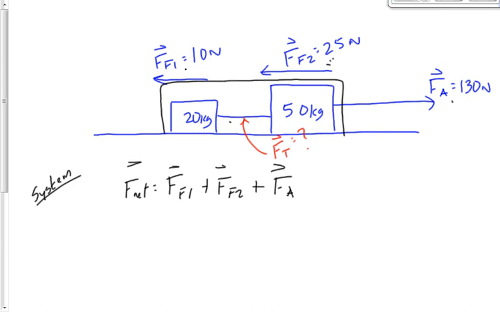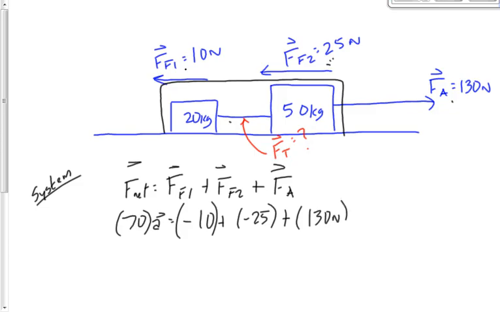This step is probably the trickiest step, actually. The combined mass, yeah. So 70 kilograms times the acceleration equals negative 10 plus negative 25 plus 130. Negative 35, 95. 95 divided by 70 is what? 1.35, keep going. Okay, that's good enough. 4 or 5 decimal places is good enough.